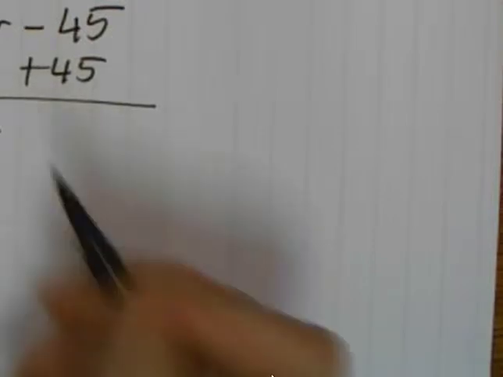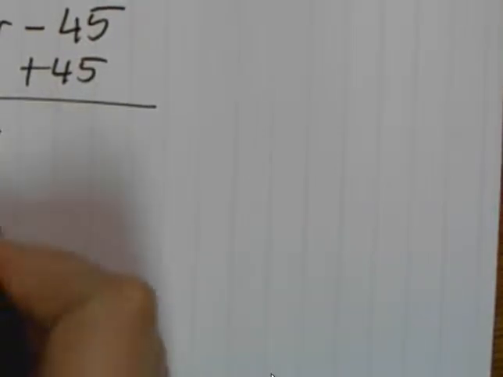Hit pause and work that out. All right, so I've got negative 135 equals, distribute 9r, distribute minus 45. Add 45 to both sides, and this is going to give me negative 90 equals 9r. Divide both sides by 9, and negative 10 equals r. How'd you do? All right, let's try another.